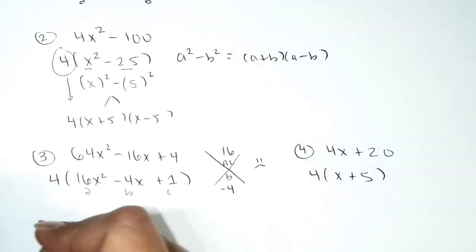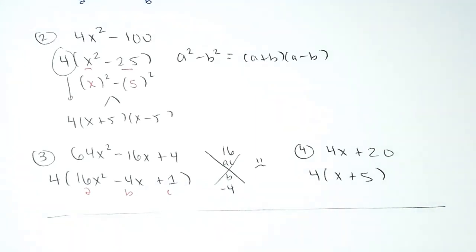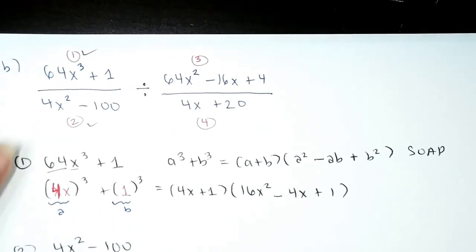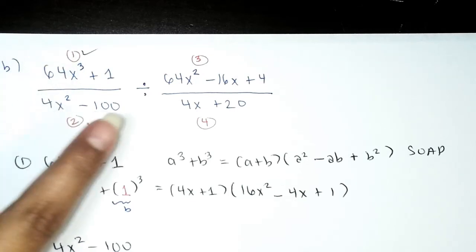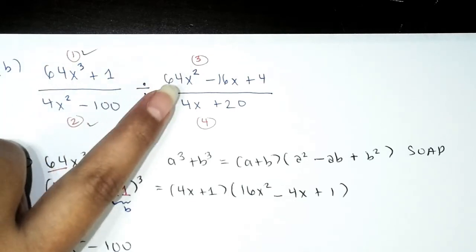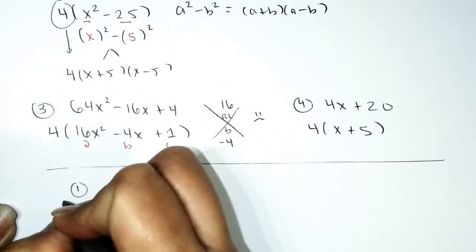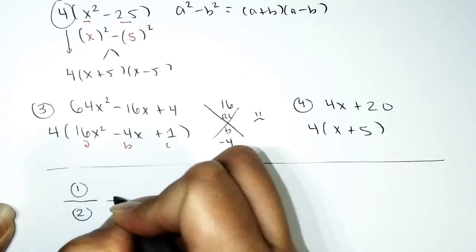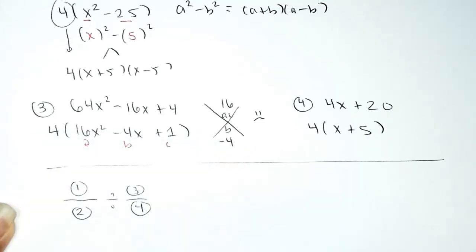So I'm a little exhausted, so let's go ahead and do a visual break, and then we're going to rewrite our problem, not the actual expressions, but just the numbering. Unfortunately, I can't show you everything, so we're just going to write this over. 1 over 2 divided by 3 over 4. So this is how we are going to quickly copy over the problem.